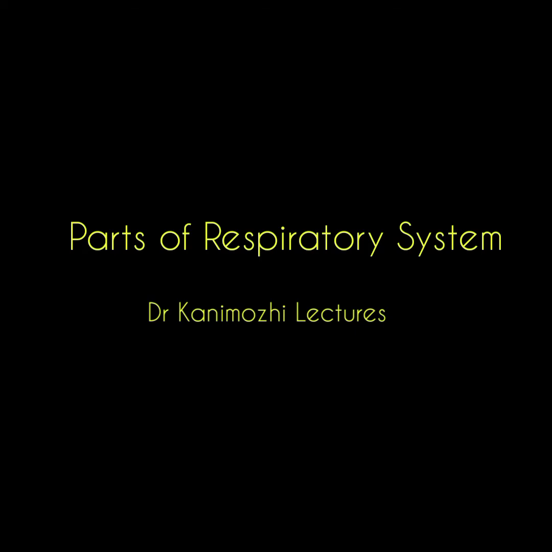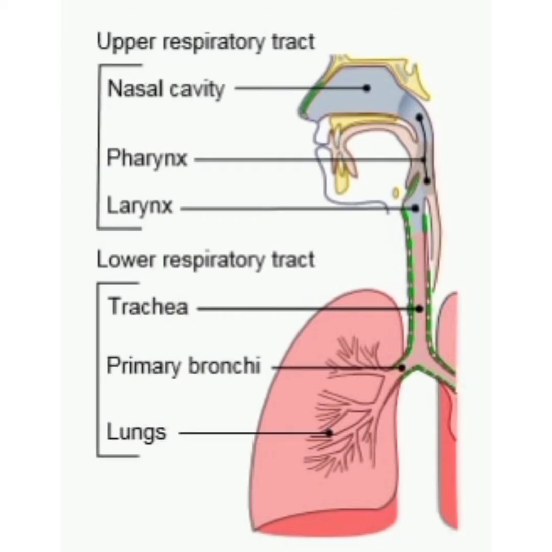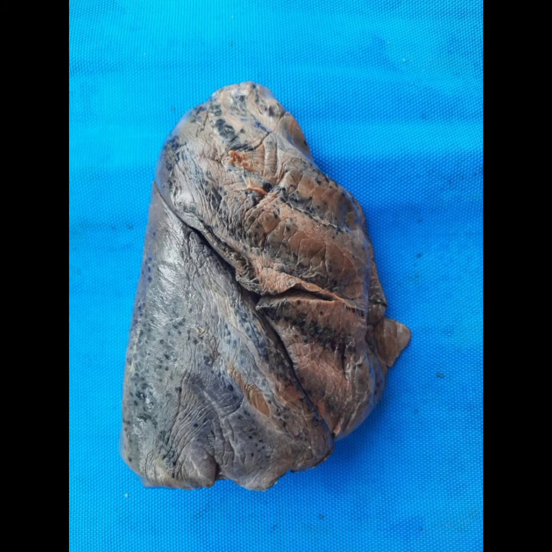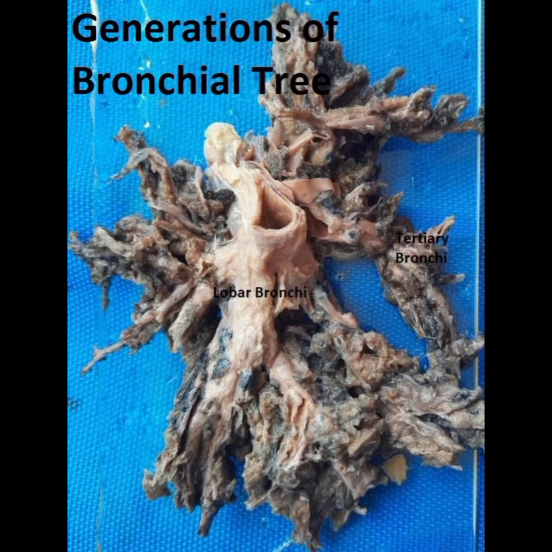Hello everyone. In this video, we are going to discuss the parts of the respiratory system. We know that the respiratory system provides for exchange of oxygen and carbon dioxide to and from the blood. The respiratory organs, mainly the lungs and its branching system called the bronchial tubes, link the sites of gaseous exchange with the external environment.